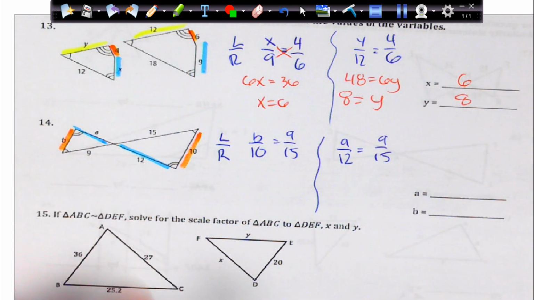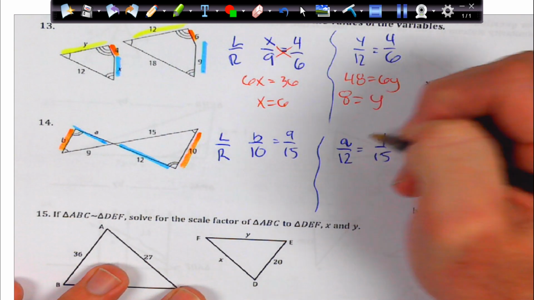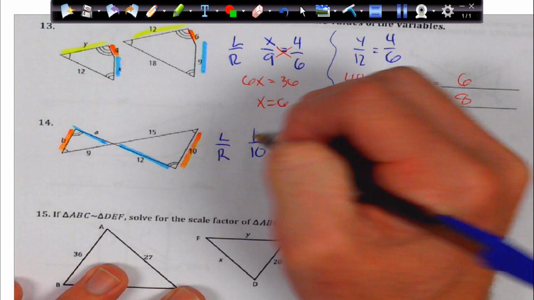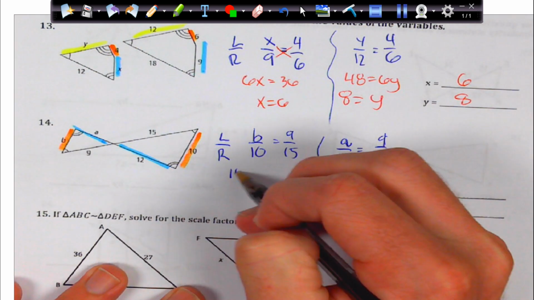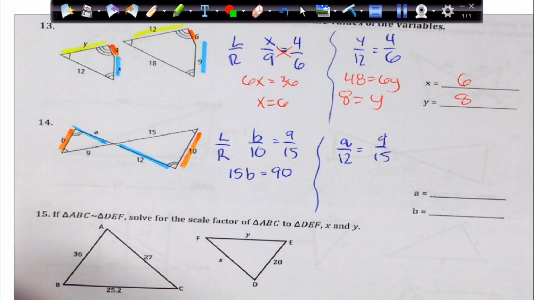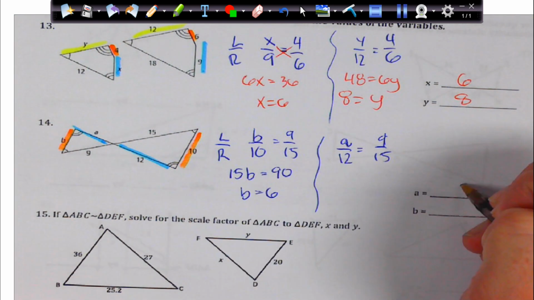Just keeping it consistent. Now my a's and my 9's look the same, but that's an a. I'll put a little curvy on it. And my b's are not very good either. There we go. We get 15b equals 90. 15 goes into 90 about 6 times.